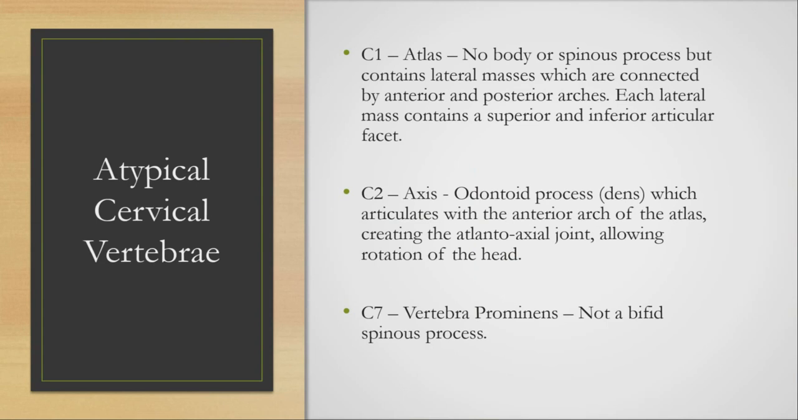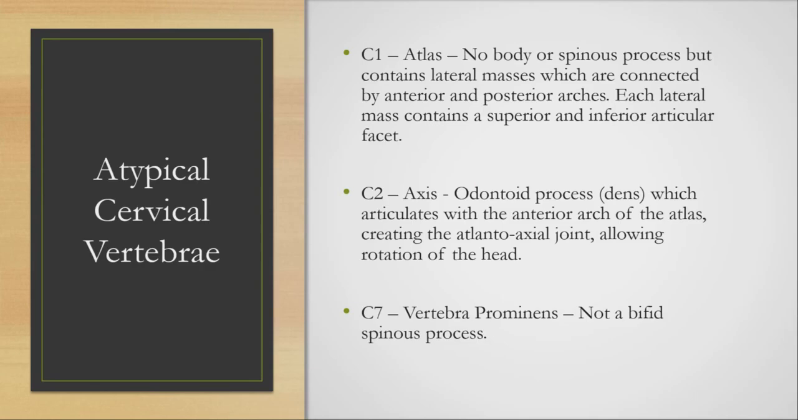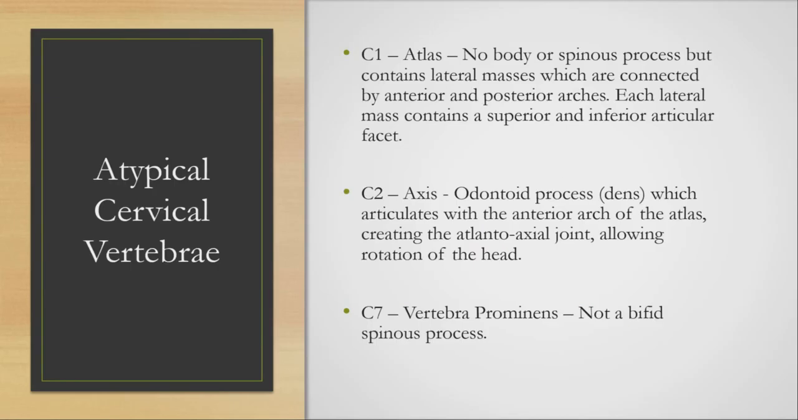And the inferior articular facet, located near the anterior tubercle, will articulate with the dens of C2 and form the atlanto-axial joint, which allows rotation of the head. So C2 is called the axis, and it's also atypical. And this dens or odontoid process will articulate with the anterior arch of the C1 atlas.